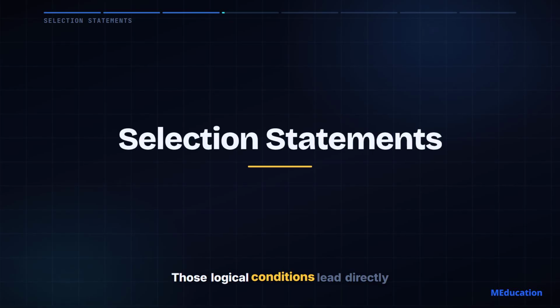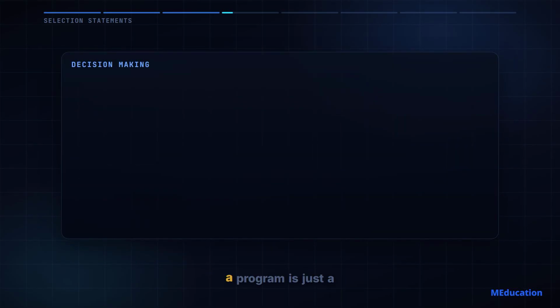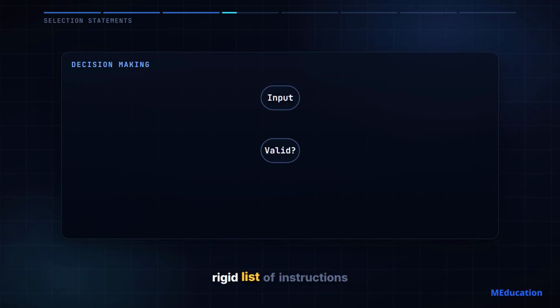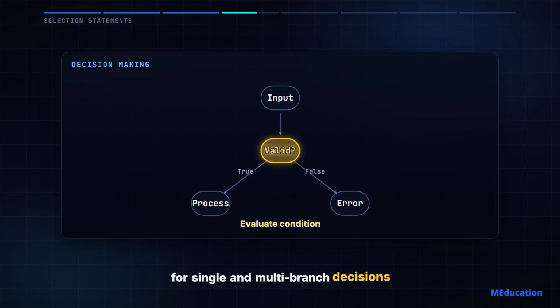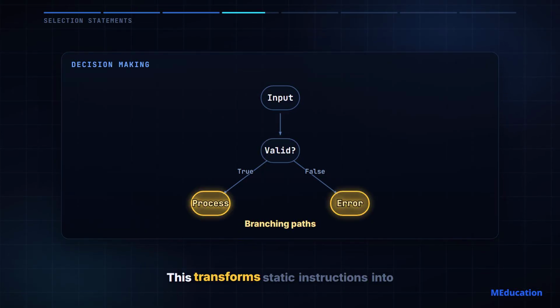Those logical conditions lead directly into selection statements. Without selection, a program is just a rigid list of instructions. By evaluating Boolean conditions, your code can branch and make decisions. You will use if, then, else structures for single and multi-branch decisions, and case statements for clean multi-way selection. This transforms static instructions into dynamic, intelligent algorithms that react safely to different inputs.